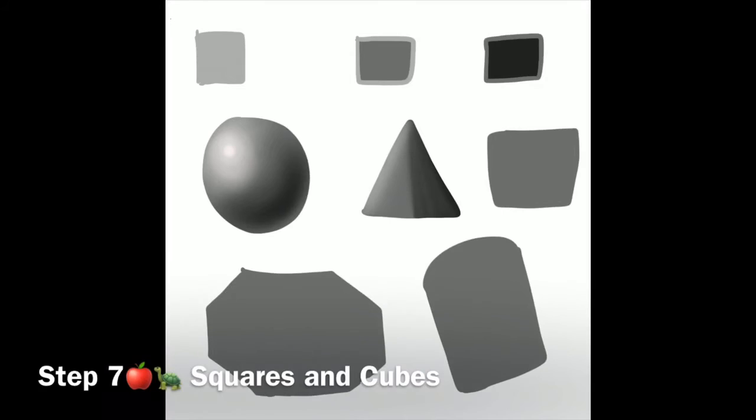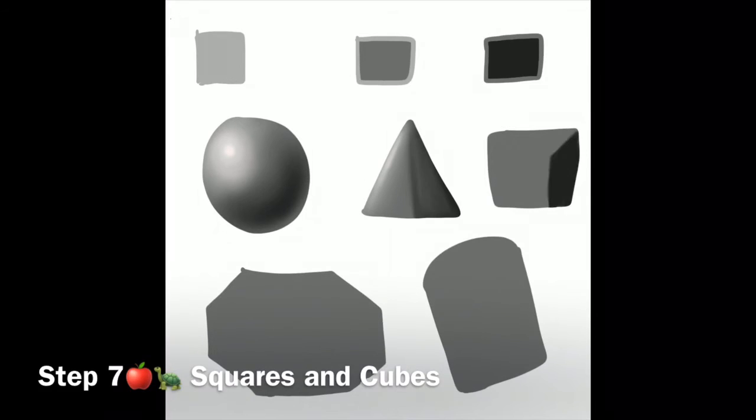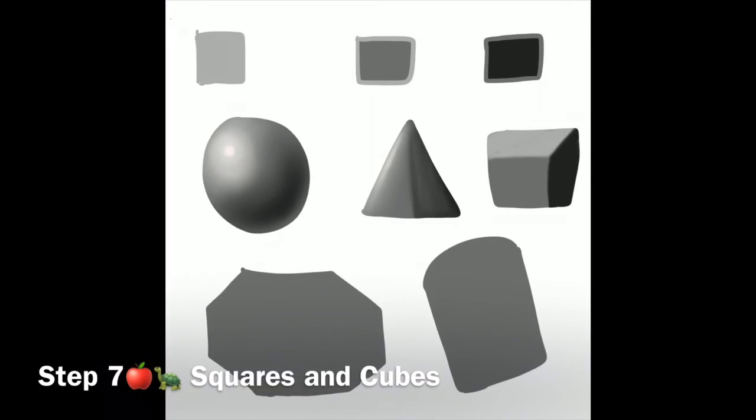In step 7, we're now going to tackle this square, rectangle, abstract shape. We're going to establish where our darks or our shadows lie within the object first. Now we are going to take our light shade of gray and color in the whole top of the square. That is where the light is hitting the most on the object.